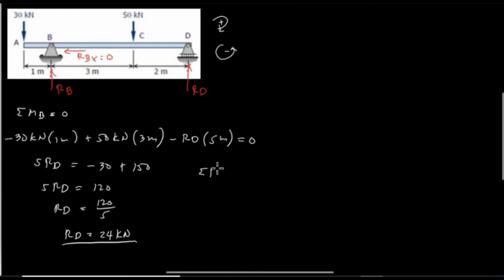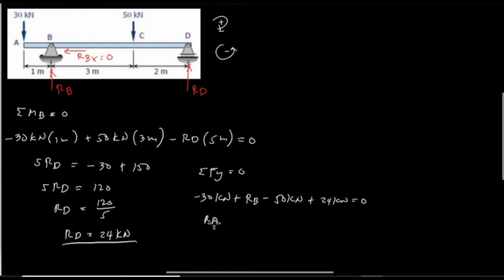After summing up based on moment, we will have the summation of forces along Y and equate it to 0. So all forces upward are positive, all forces downward are negative. We have the first point, which is 30 kilonewton downward, so negative 30 kilonewton. Point B is positive RB, which is the value we are going to find, and point C is negative 50 kilonewton, and the last point, D, is positive RD, and the value is 24 kilonewton.